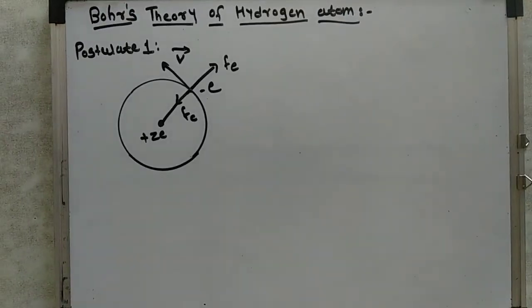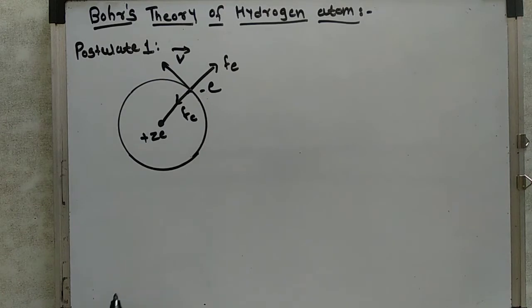Hello friends, today we'll start Bohr's theory of hydrogen atom. Niels Bohr, a Danish physicist, in 1913 proposed a new model to explain the stability of an atom. He extended this model further by applying Planck's quantum theory. He made the assumptions in his first postulate.